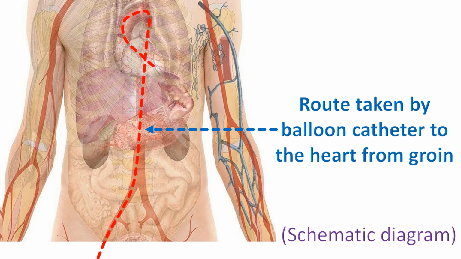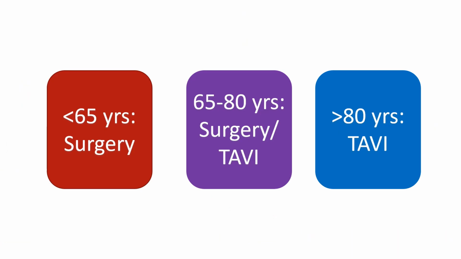this elderly population. In general, surgical replacement of the aortic valve is preferred in those below 65 years, while TAVI is the choice for those above 80 years. For those between 65 years and 80 years, both options can be contemplated, weighing the risks and benefits in each case, taking into consideration the person's preference as well.